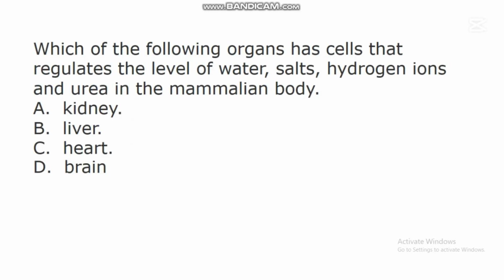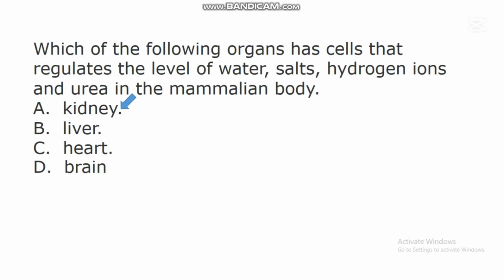The next question says, which of the following organs has cells that regulate the level of water, salt, hydrogen ions and urea in the mammalian body? A. Kidney. B. Liver. C. Heart. D. Brain. In this question, the correct answer is A.